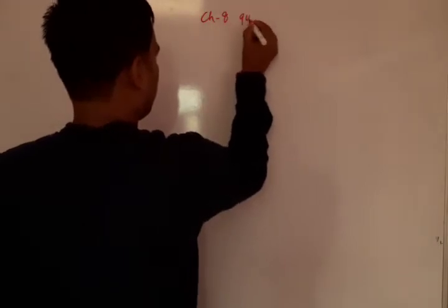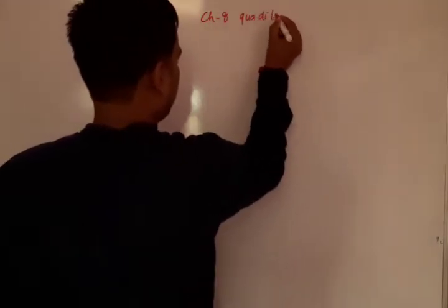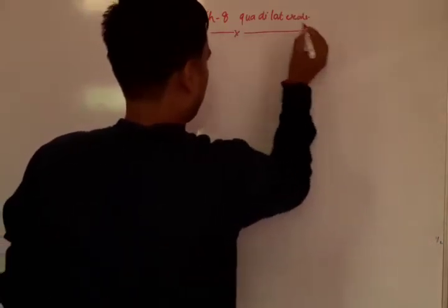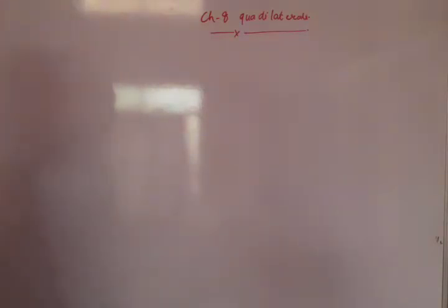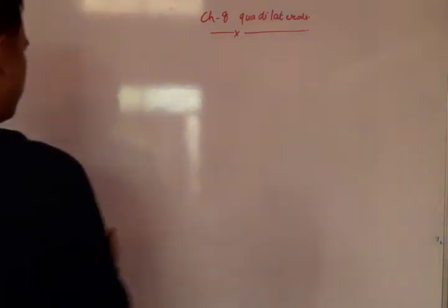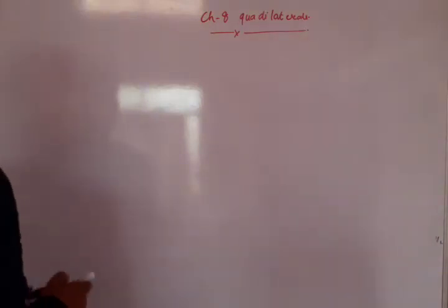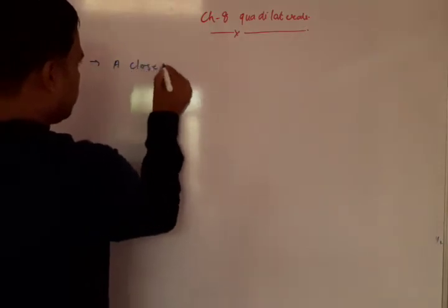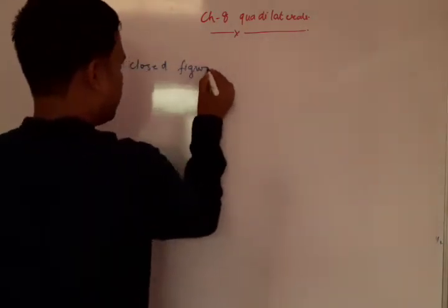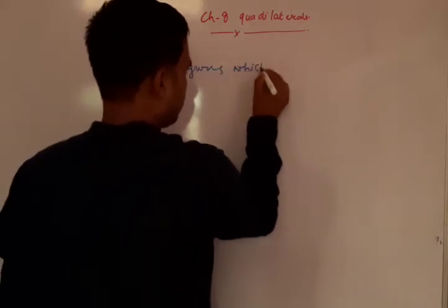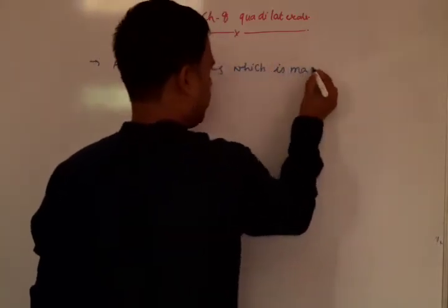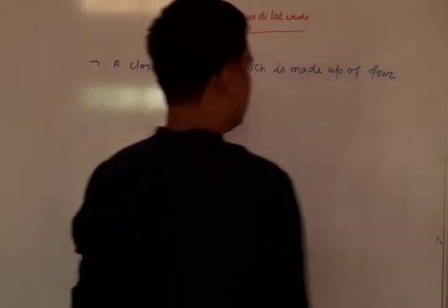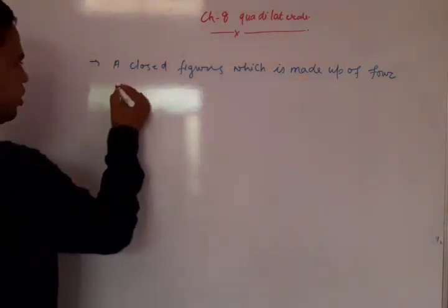Quadrilaterals. Quadrilateral: quad means four, laterals means sides. What will be a closed figure? What is the definition? A closed figure which is made up of four sides. How many sides? It is made up of four sides.